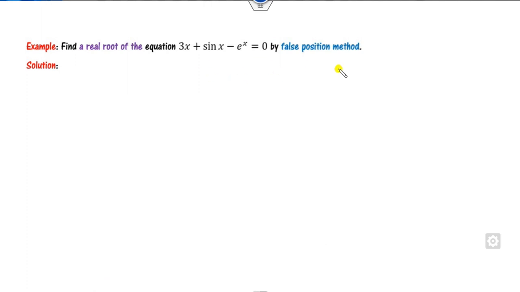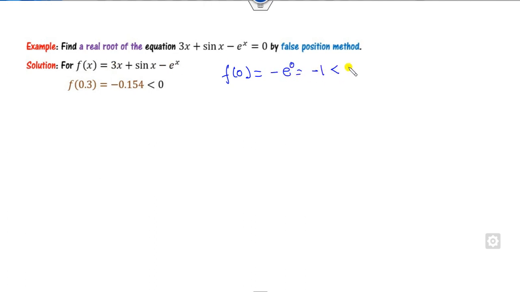Okay, find the third question. So again the interval a comma b is not given to you. Then we can start from here. You can see f of 0. F of 0 is e raised to power 0 minus 1, which is less than 0.